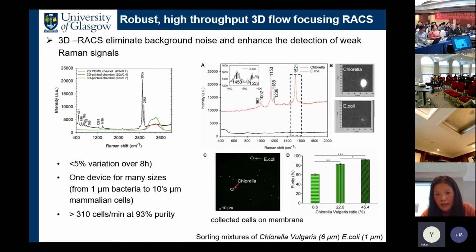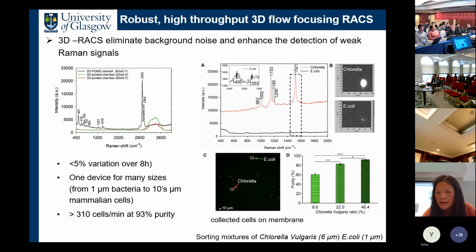We all know, right? If we can eliminate the noise, we actually improve the signal to noise ratio. And as you clearly see here, because of that, we're able to acquire a weak Raman signal from samples such as E. coli. So we use chlorella and E. coli. So this is two different species.